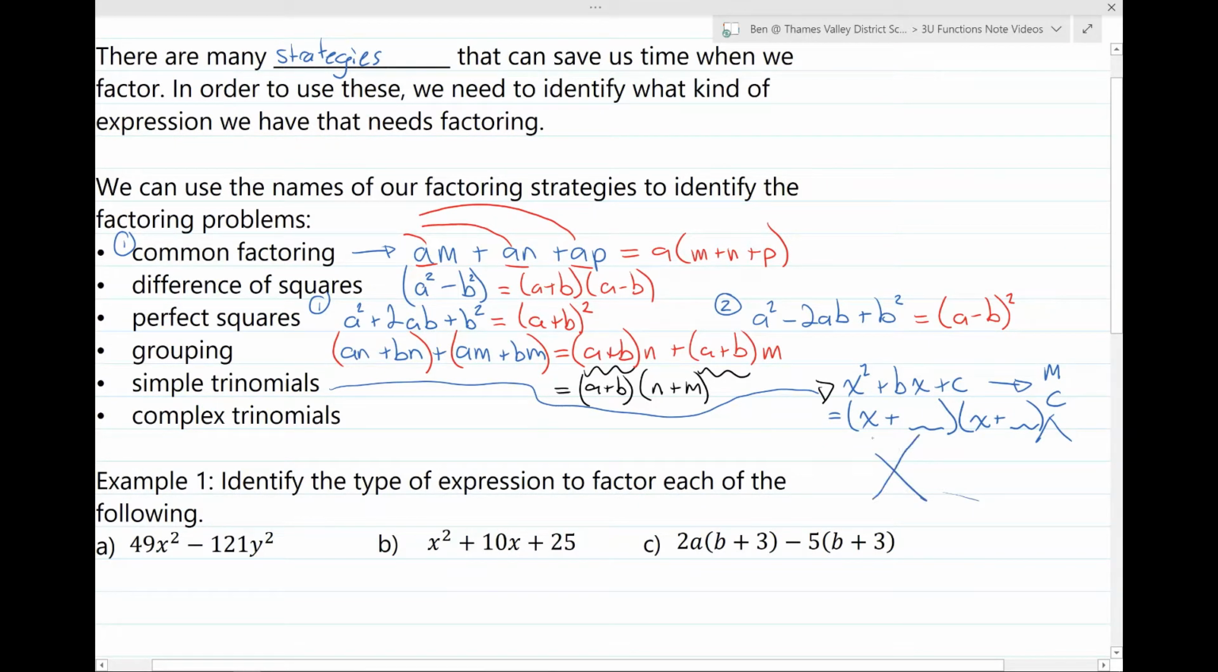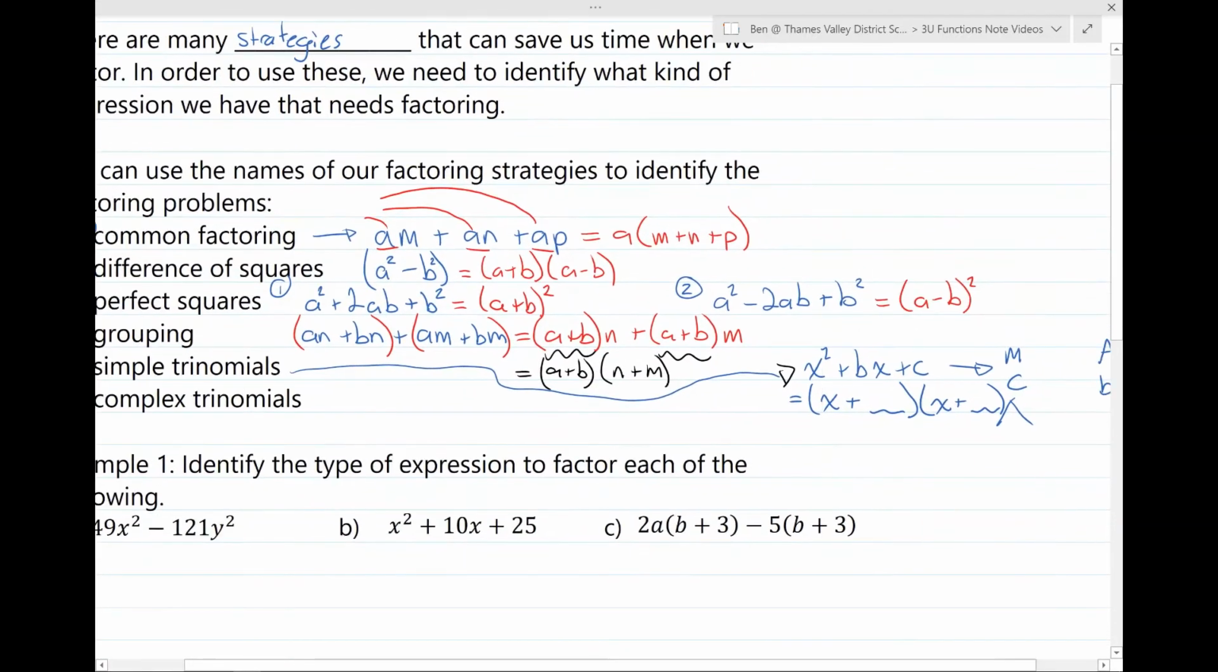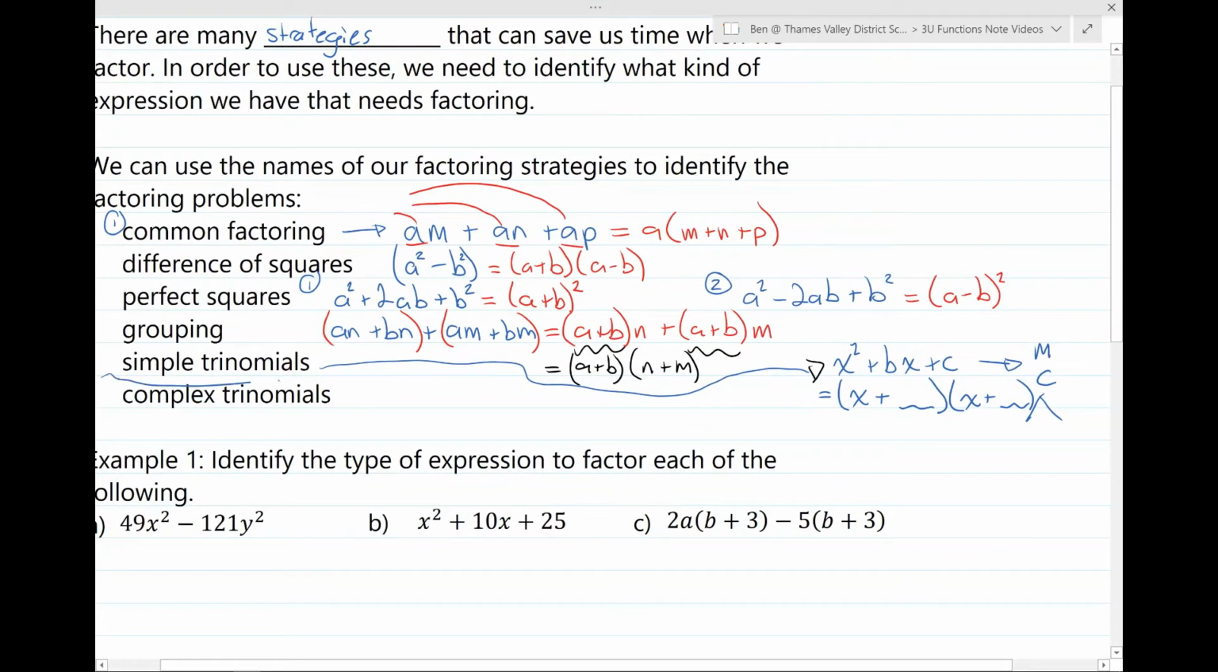I've seen a common cross where we write the B and C in here, or else I've seen it done by looping. Whichever your strategy, that's great, but we just need to be able to recognize what a simple trinomial looks like, and that's shown by the x squared plus bx plus c.